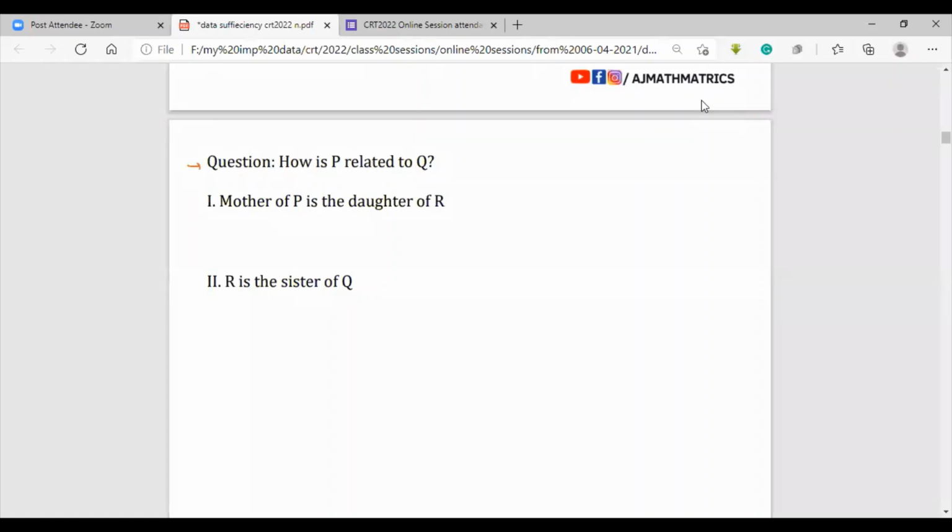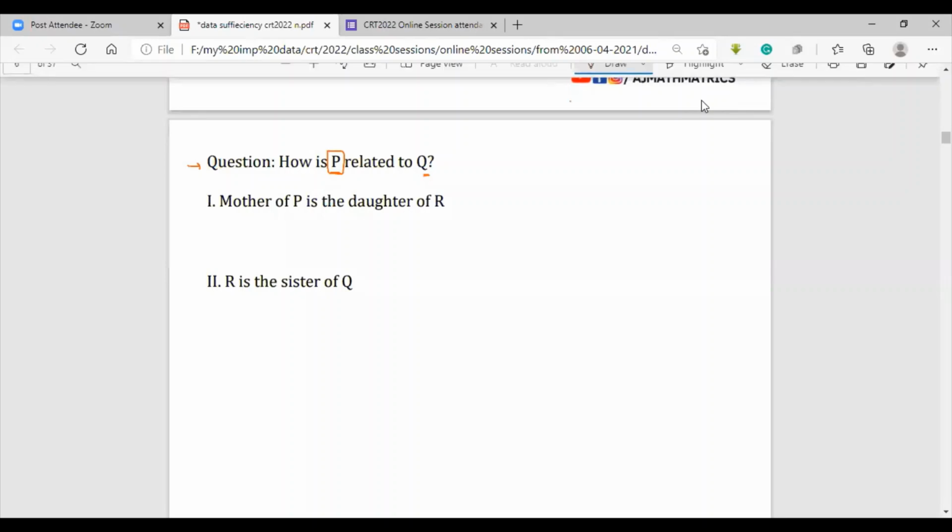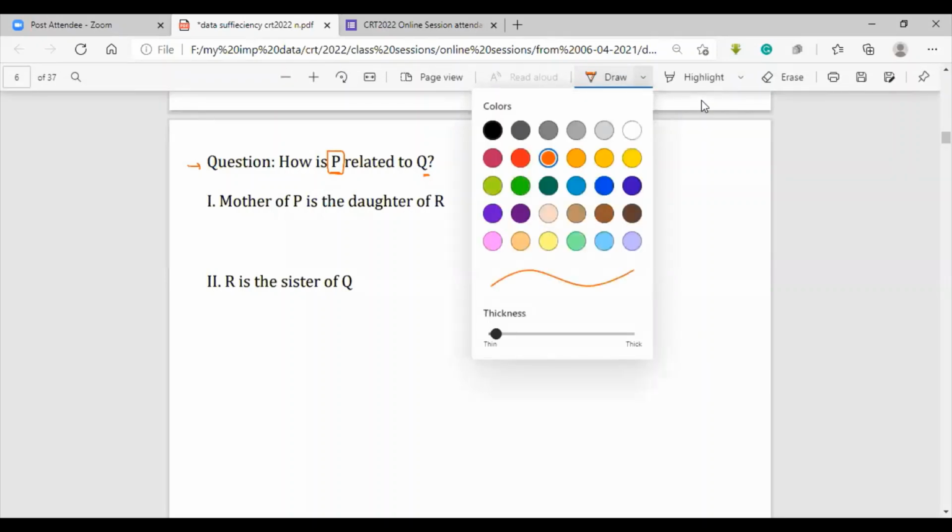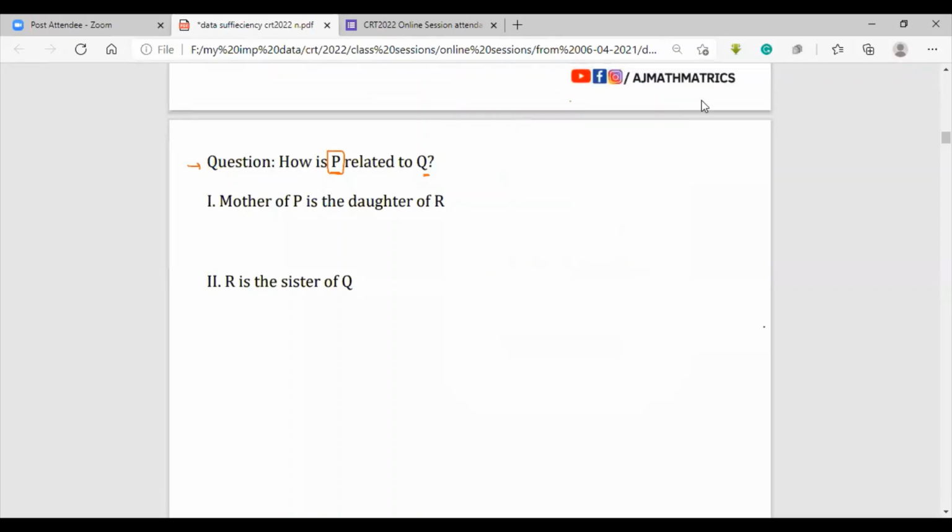Read the question. How is P related to Q? So I already told you in my blood relation class, whenever you want to know any relation between two persons, we have to know the gender of the first person. After knowing the gender of the first person, then only you can say. If the first person is a male, then the answer must be a male relation. If the first person is a female, the answer must be a female relation.